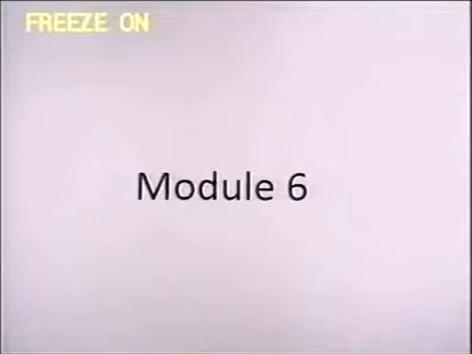Module 6 is dispersal of data, or variation. Depending upon which measure of central tendency you've chosen, the mean or the median, there are measures of dispersal that go with each. Why do you need to know that?